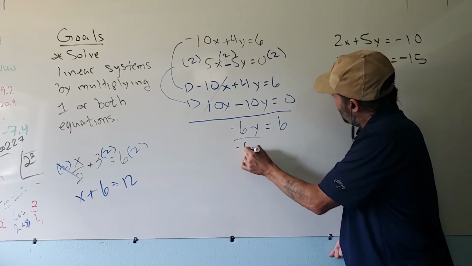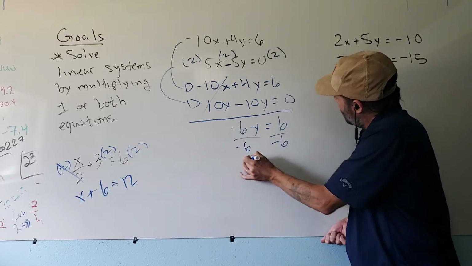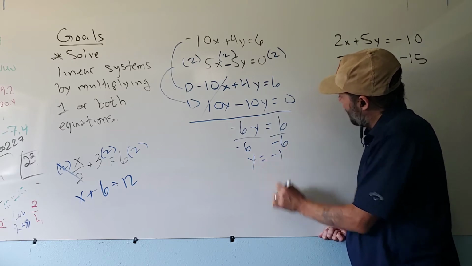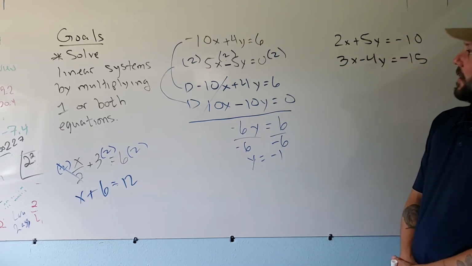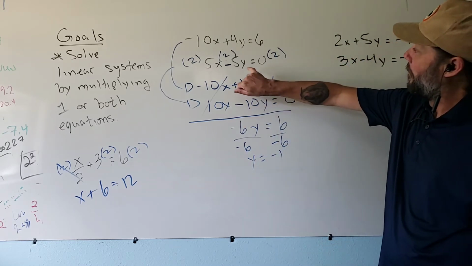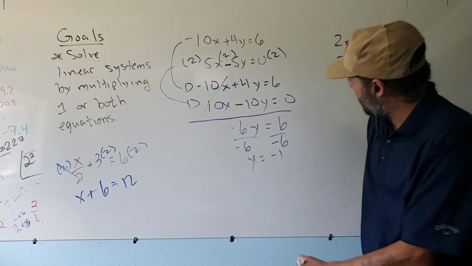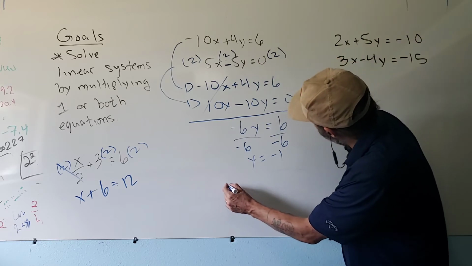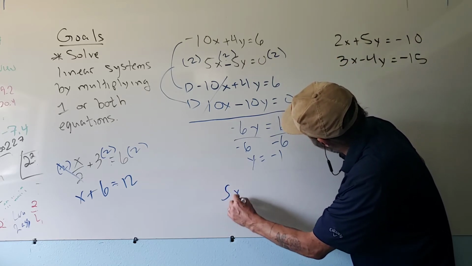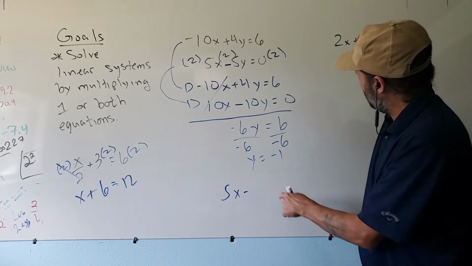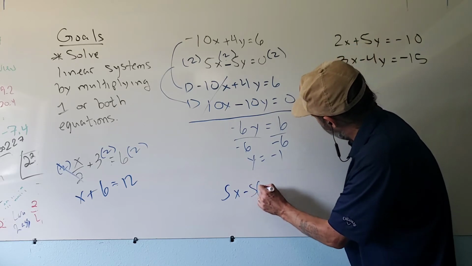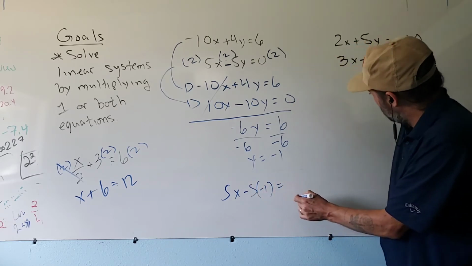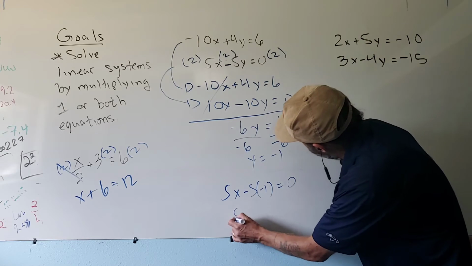Divide out the minus 6. So y is equal to negative 1. I like the bottom equation because the numbers are smaller, so I'm going to take this value of negative 1 and replace it into that y. So now I have 5x minus 5 times minus 1, and that's equal to 0.